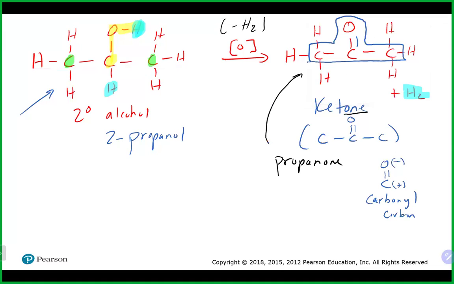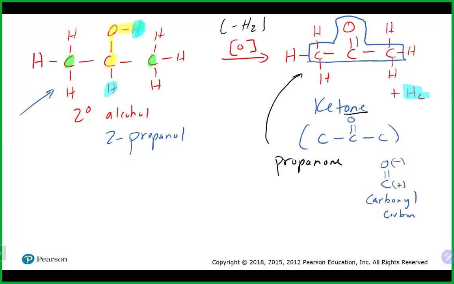So a secondary alcohol will oxidize to a ketone. Unlike your primary alcohol, it is not going any further. So this is it. It will not go on and make anything else. Just that primary alcohol will continue to oxidize to the aldehyde, while this is going to be your dead end, if you will. So that is the oxidation reaction.